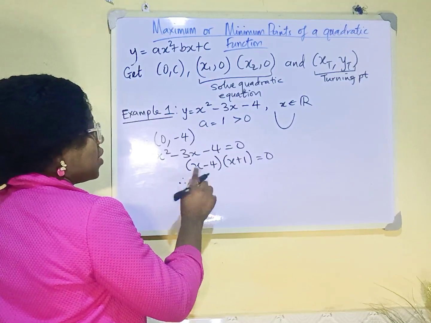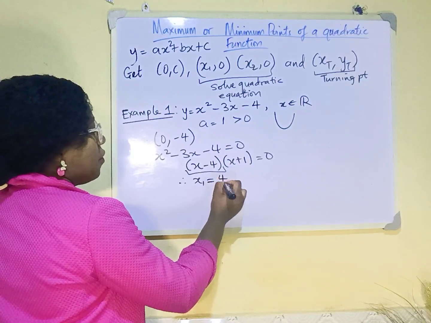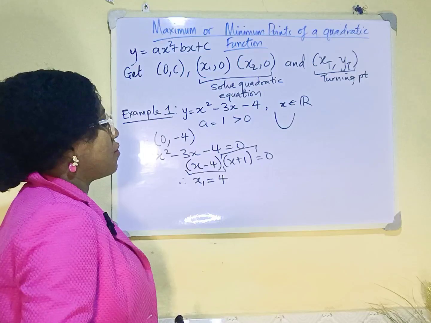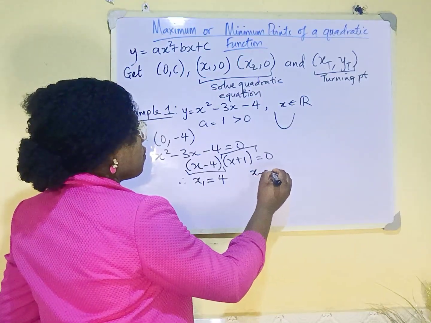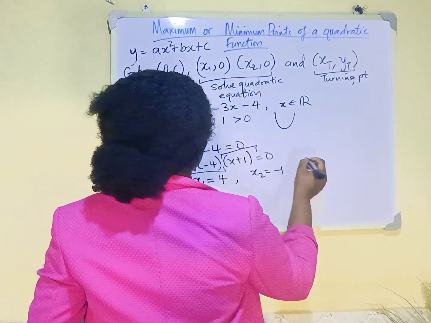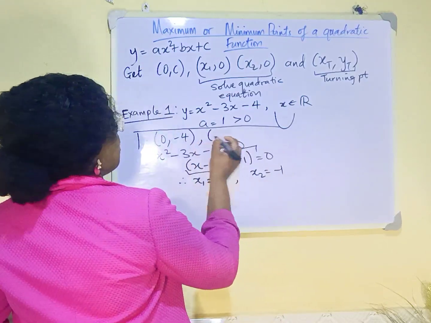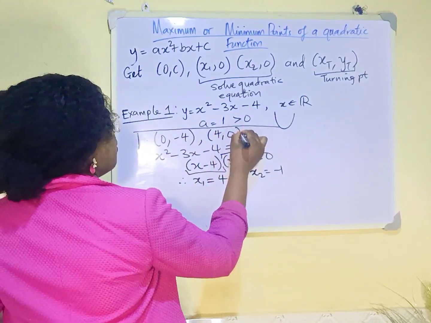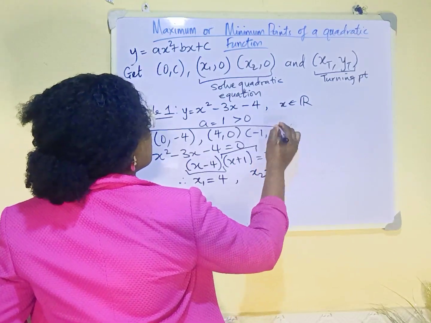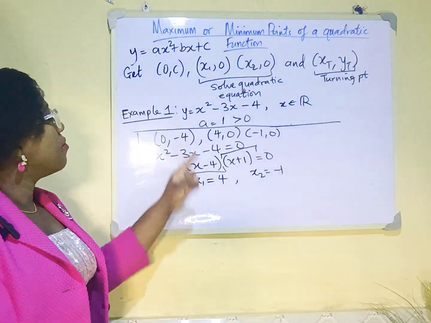Therefore, x1, I equate this part to 0, is equal to 4. Now, to get x2, I equate this part to 0, and then x2 is equal to minus 1. So I've gotten my second points: 4, 0 and minus 1, 0. It remains to get my turning point.